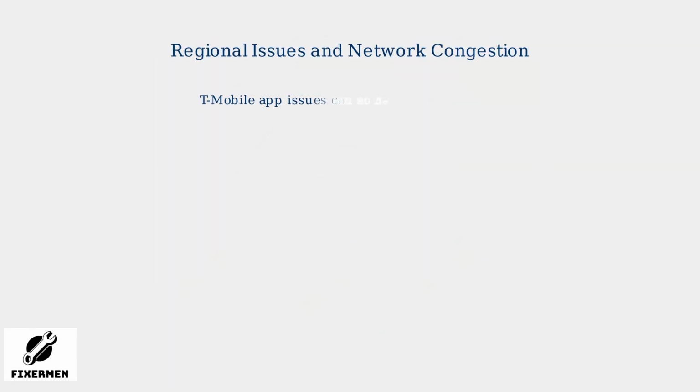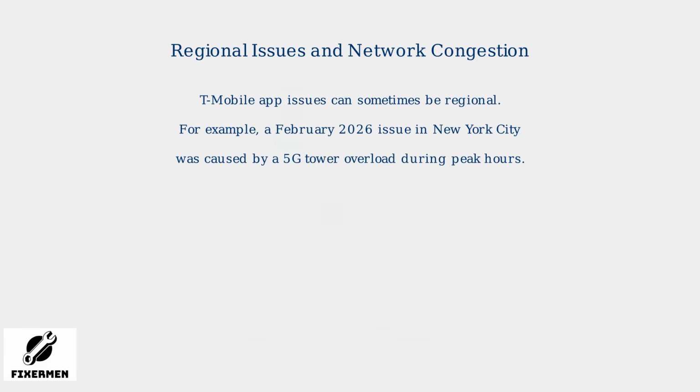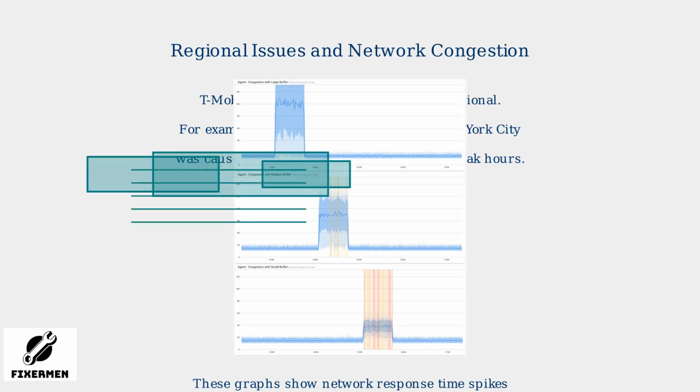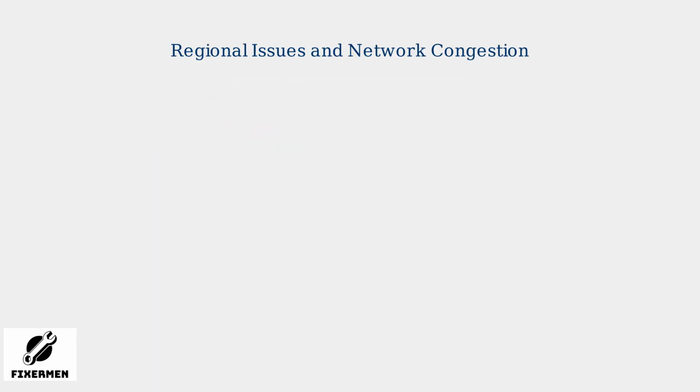T-Mobile app issues can sometimes be regional. For example, a February 2026 issue in New York City was caused by a 5G tower overload during peak hours. In urban areas during peak times, network congestion can lead to app problems like slow loading or login failures. These graphs illustrate how network response time spikes during congestion periods, with different buffer sizes affecting the duration and severity. T-Mobile is working to enhance load balancing algorithms to address these challenges.